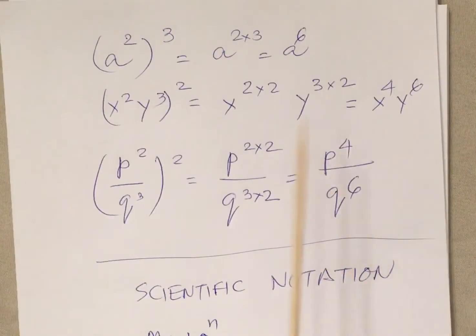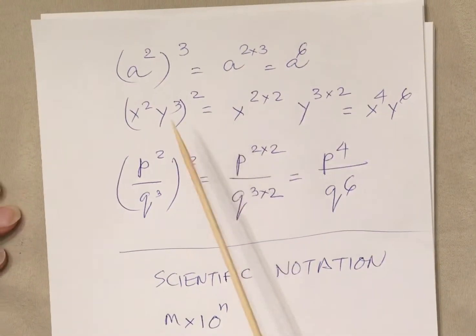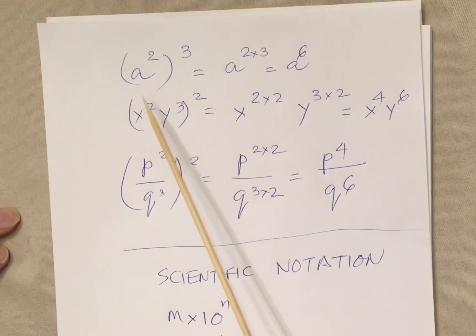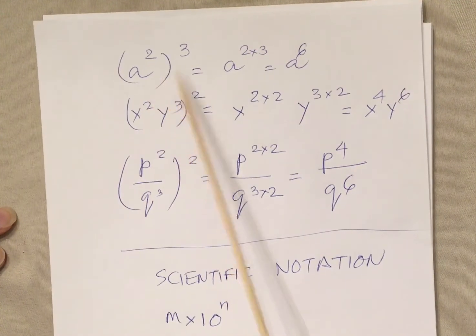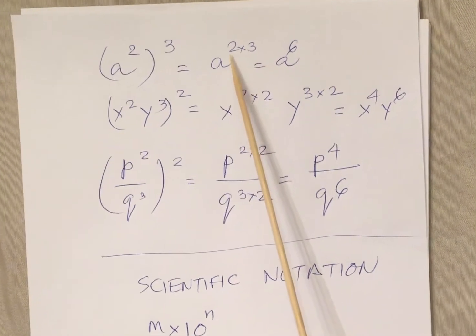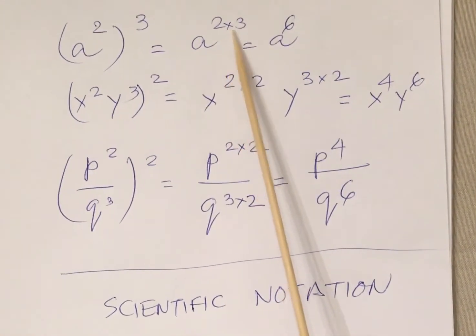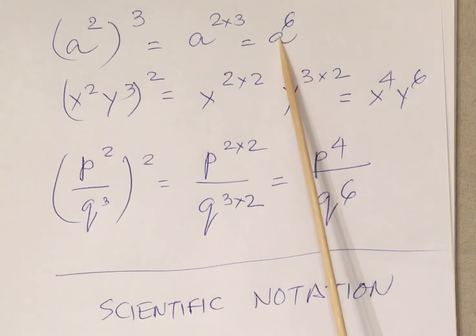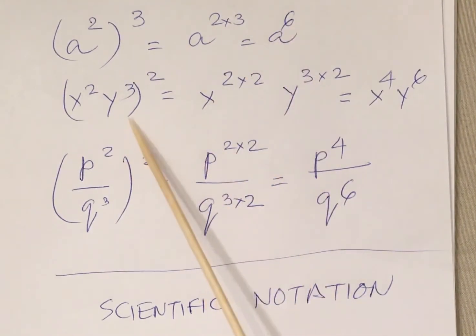Now we have a few examples here. Look at the first example I have. A to the power 2 in parentheses raised to 3. So we multiply the powers as the rule says. 2 times 3 is 6. So it will be a to the power 6.